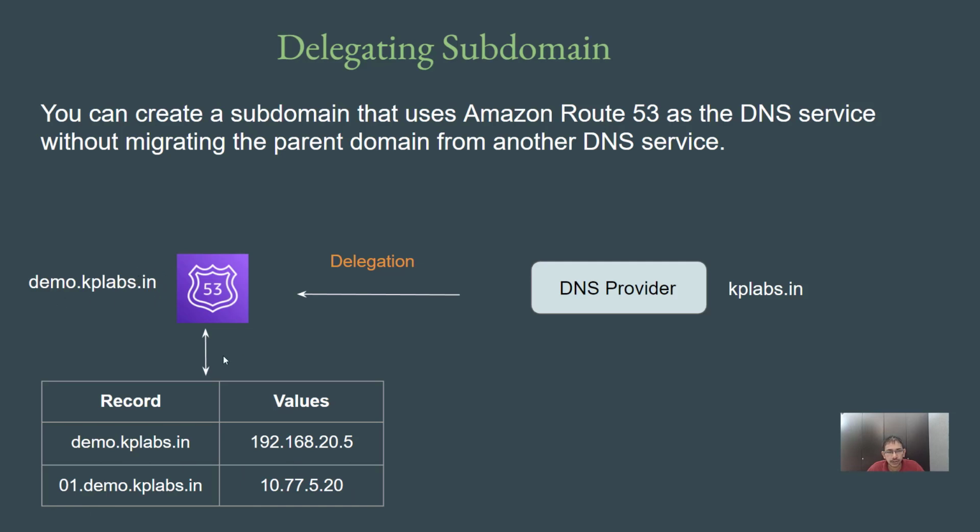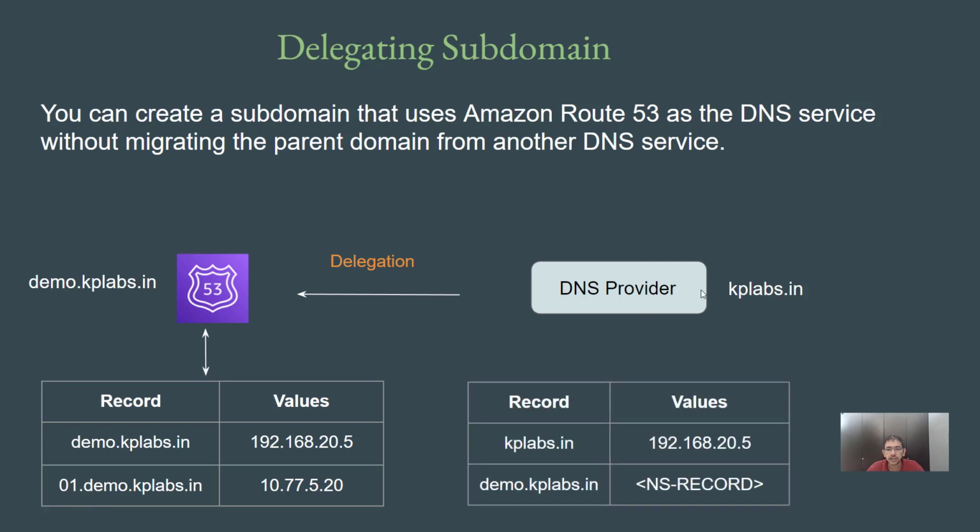However, in order to achieve this kind of architecture, this part of delegation is important. If you look into the records associated with the parent domain here, you will have to provide the name server values of this specific Route53 zone to the parent zone. For example, demo.kplabs.in followed by the NS record associated with this Route53 hosted zone of demo.kplabs.in. Alright, so let's also look into how exactly it would look practically.